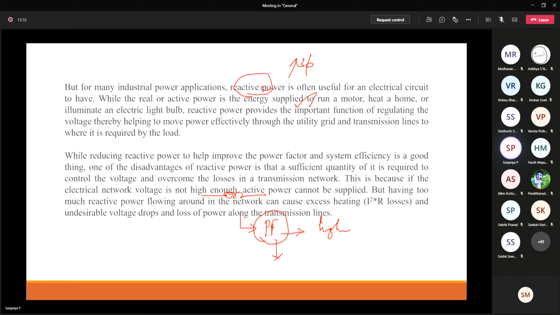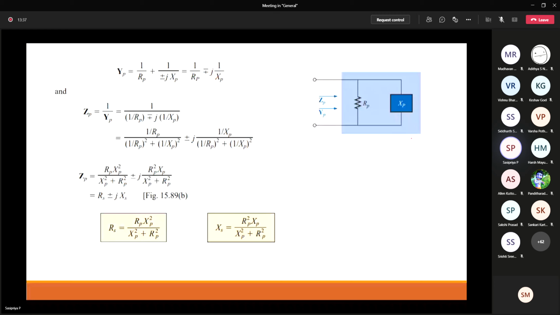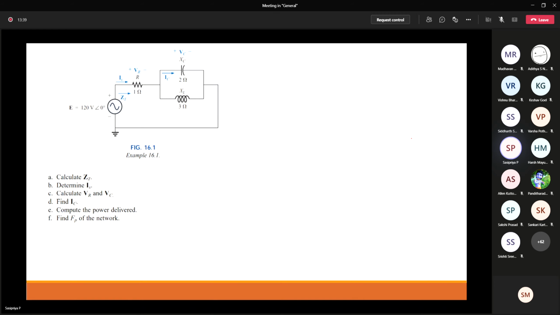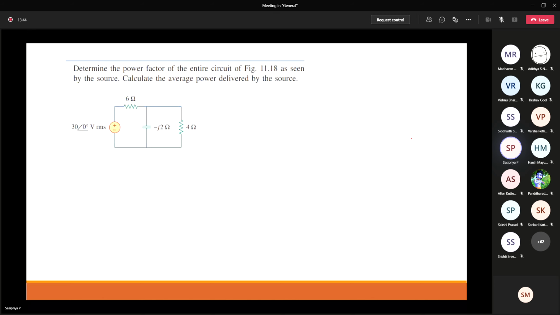So this is just to understand what reactive power is. Now we'll continue with some examples related to these AC circuits. We'll have some AC networks.